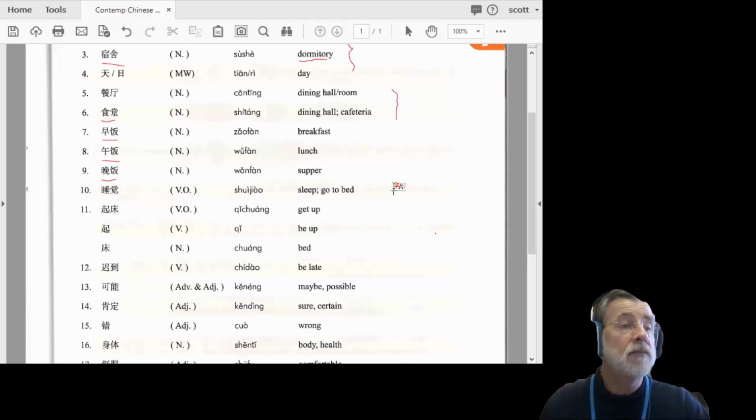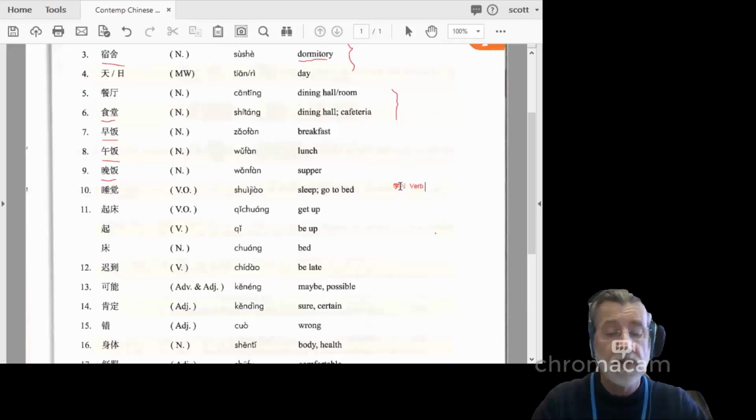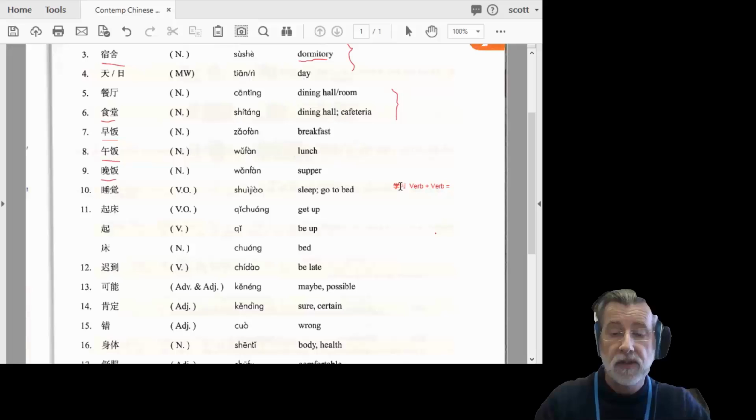And both 学 and 习 mean to study. So that is an example of a verb plus verb combination, meaning to study. And what we have here is 睡觉. Oh, there you go, wrong character, 睡觉.